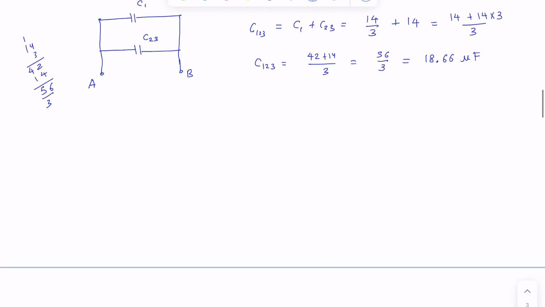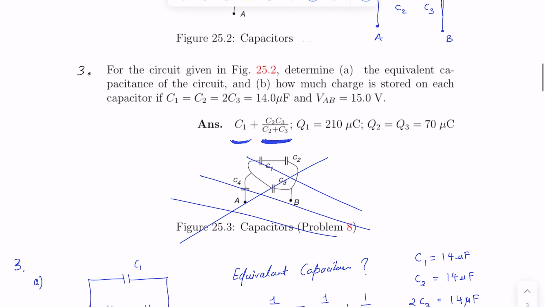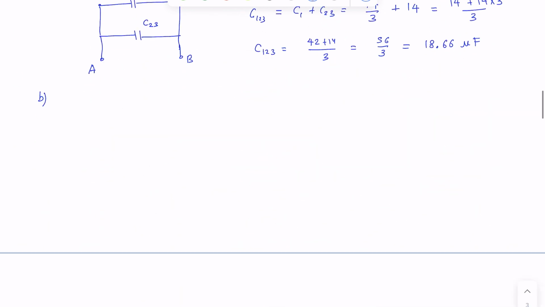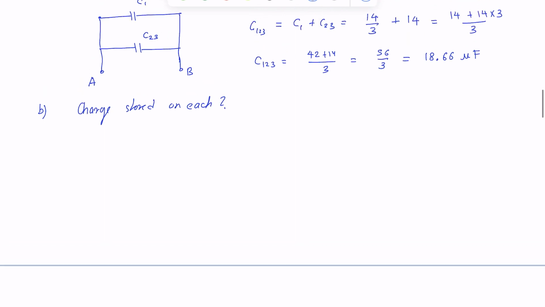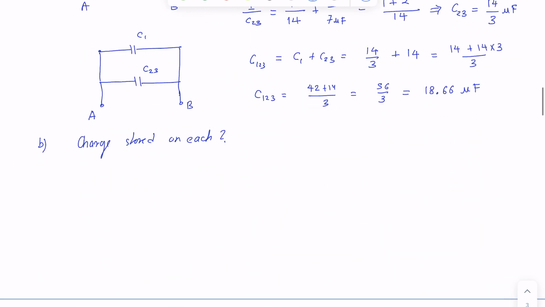Now there's a part 2 in this problem, part B, let's say, which asks how much charge is stored on each of these capacitors. That is the problem that we need to solve now. Because there is a potential difference of 15 volts between A and B, that means there's some kind of battery here.